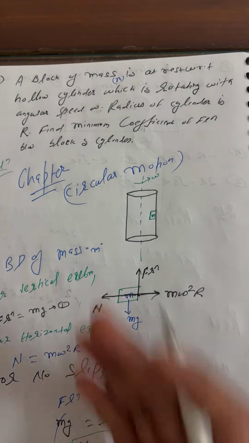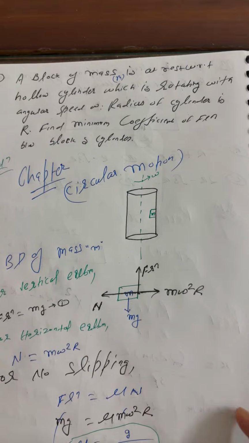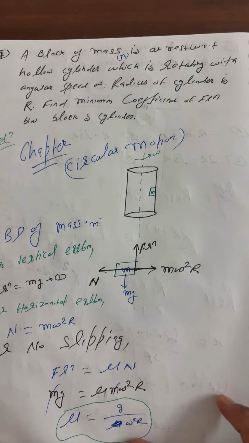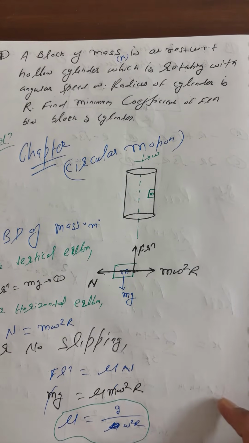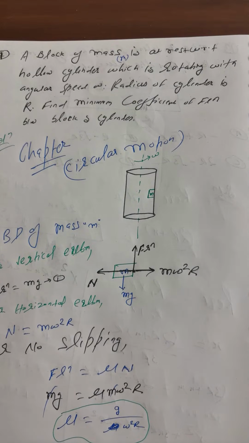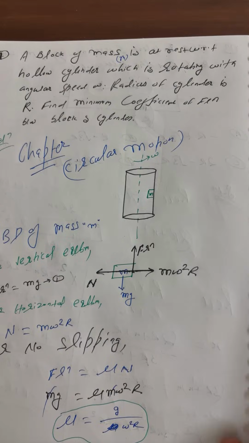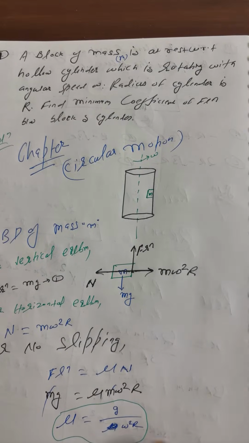I didn't write the options, but this is the answer for the question, beta. Can you write your name, student? I'll take your name, don't worry. I'll call you by your name only. Just write your name. Mu equals g upon omega square r is the answer for this question. Just have a look. Next, what's the next question?